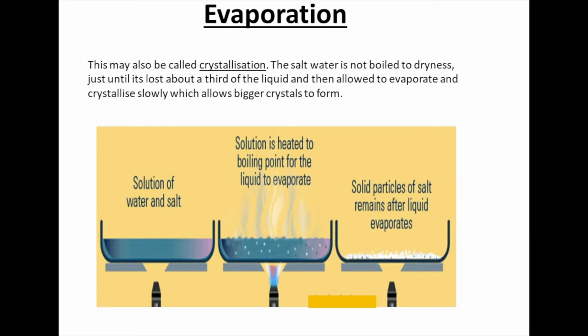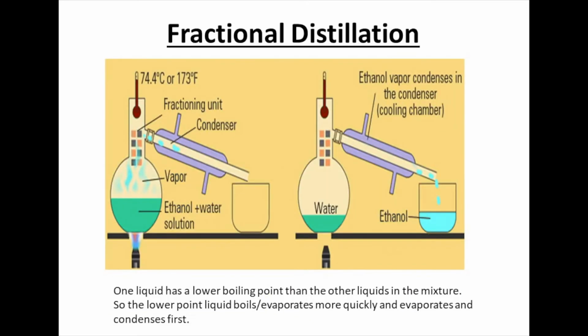We just boil it to about a third of the liquid and then allow it to evaporate slowly because you make bigger crystals. So if you want to make salt crystals, you would allow the water, once you've boiled it up and it started to evaporate, as it cools down, it evaporates more and there are bigger crystals forming. That's crystallization. You haven't kept the liquid here. You've lost the liquid, but you've kept the soluble solid.